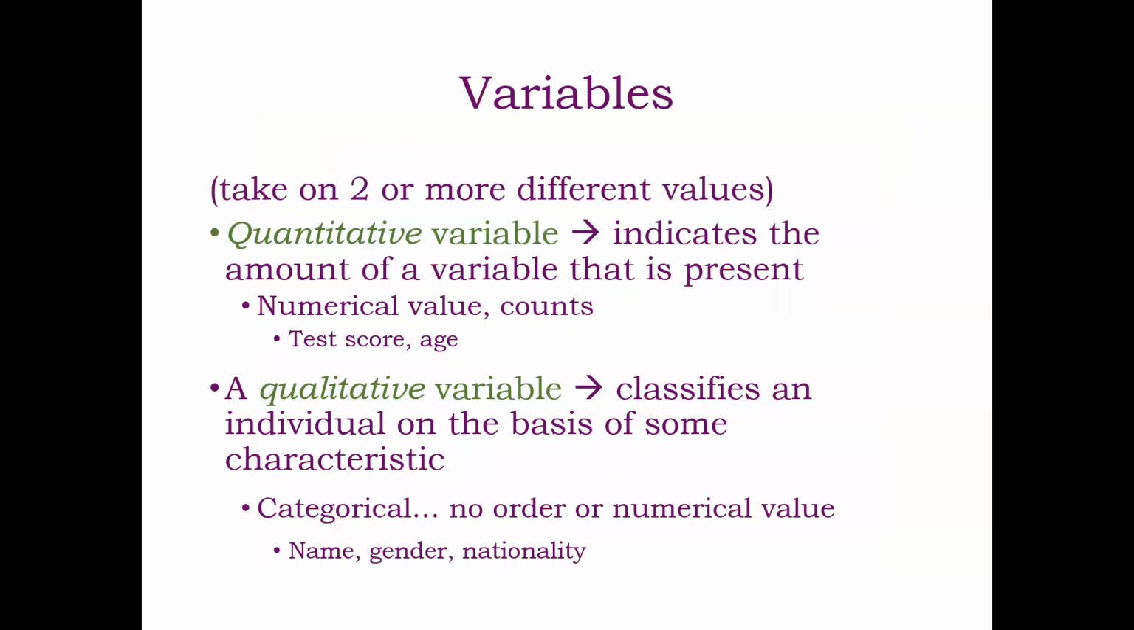All right. Okay. So more terminology. Variables. Remember, variables must vary. They must take on 2 or more different values. Broadly speaking, we have 2 types of variables. Quantitative variables, which indicate the amount of a variable that is present. So it's always numerical values or counts like test scores, age, scores on some kind of personality scale, and so forth. A qualitative variable classifies an individual on the basis of some characteristic, like their name, birth month, gender, nationality, ethnicity, right? We call these categorical variables. They don't have any order or numerical value.